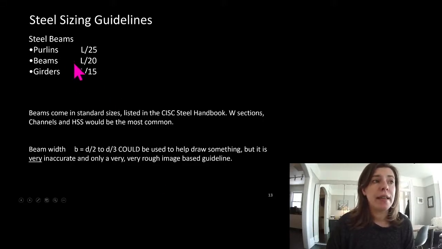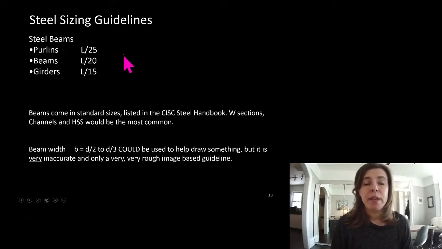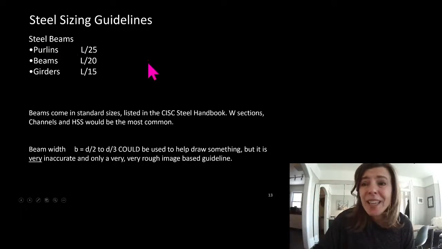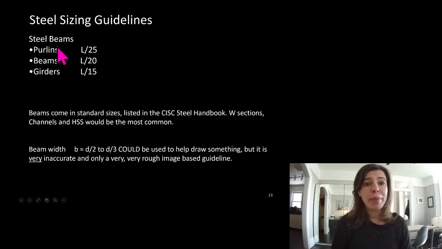A purlin is a beam that is picking up deck or concrete on metal deck. It's the one that we have repeated again and again and again. So right off the bat, you know that purlins are probably the thing that is 2 meters on center.